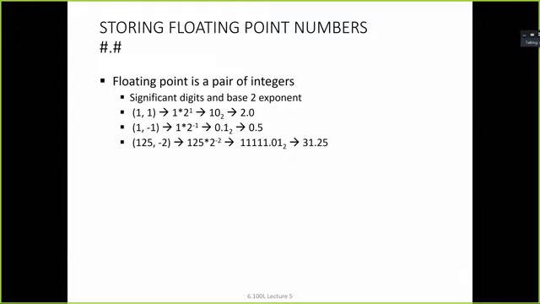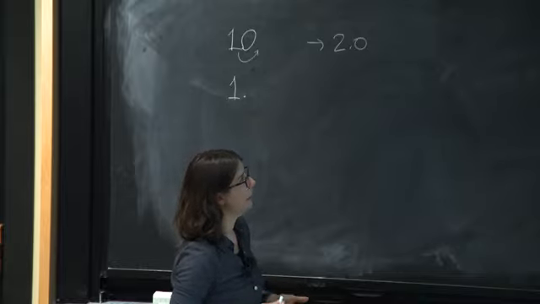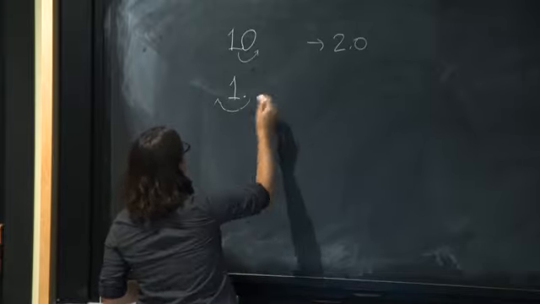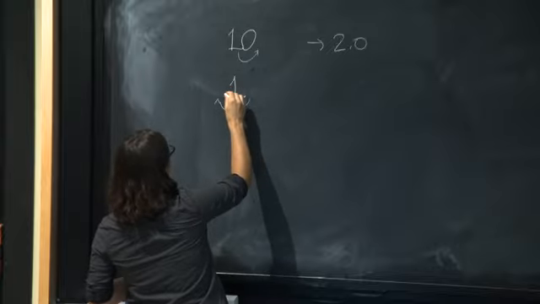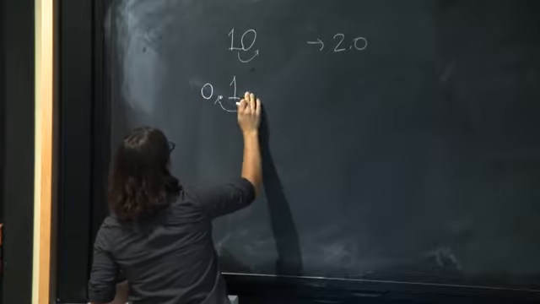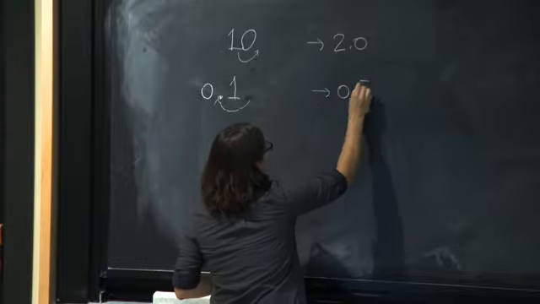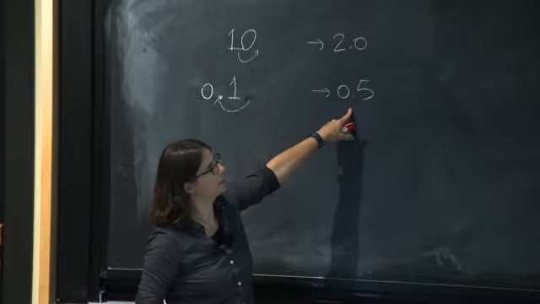1, negative 1, that representation means I'm going to take the significant digit 1. And the power of 2 is negative 1, so I'm going to take this decimal point and move it to the left 1. So this is going to be 0.1, right? That's this number, 0.1, which is 0.5. This is base 2, this is base 10.